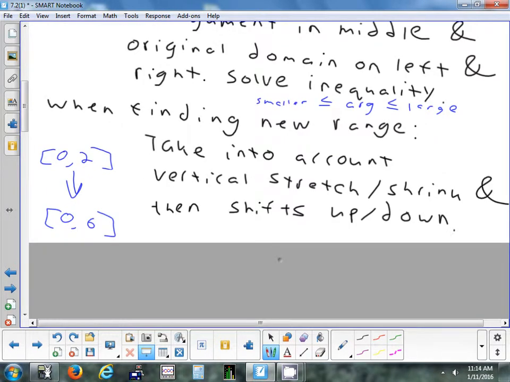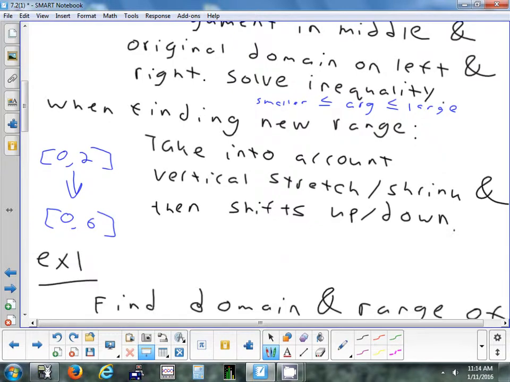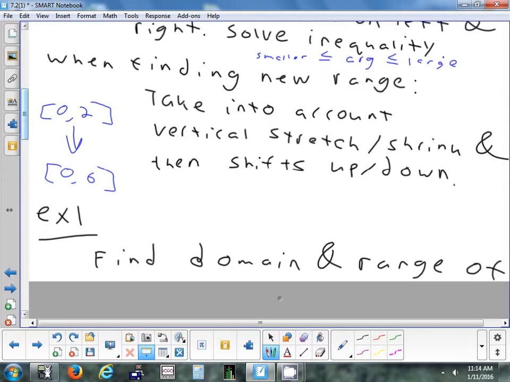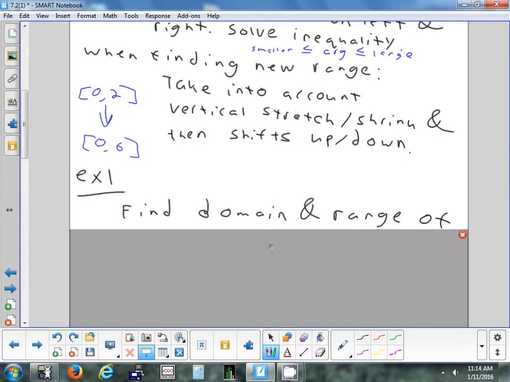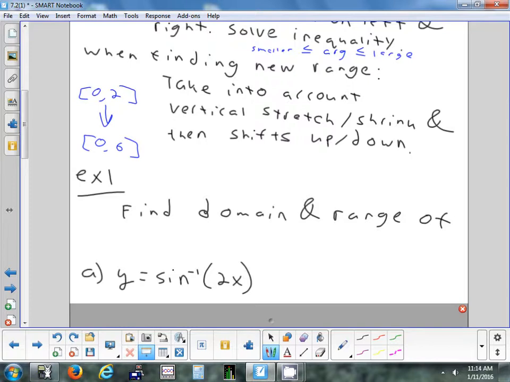Any questions on the basic idea of how we're going to find our new domain and new range? And in some problems, maybe only one of the two is changing. Maybe the domain stays the same and the range changes, or vice versa. They don't both have to change.